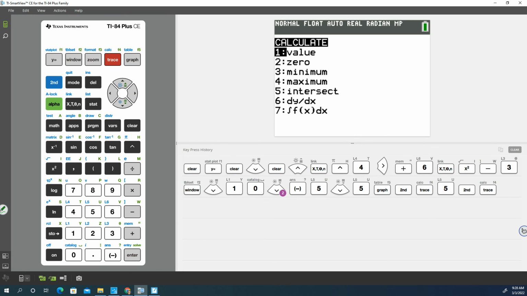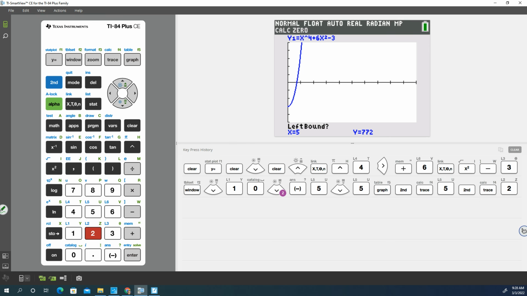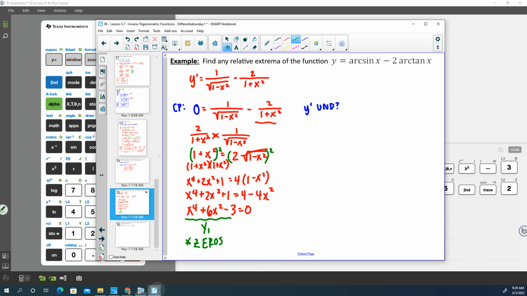Not intersect, calculate the 0. That's 2. Let's see. Look where my y is. It's way up in the 400s. Come on down. Left bound. Right bound. Guess. 0.68125. There's actually another one.